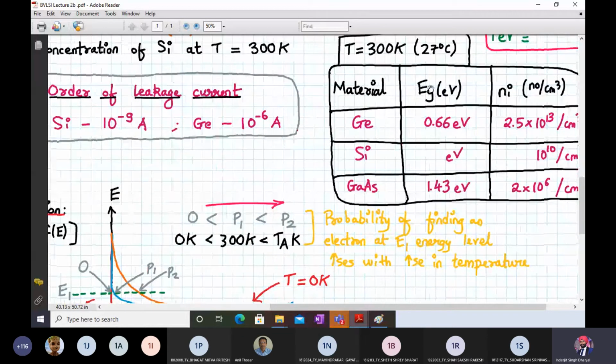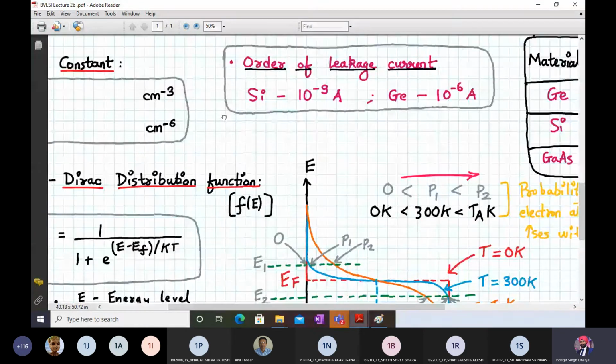We know the difference between the three now. So again, I repeat, the band gap energy for silicon is 1.1 electron volt. Okay, I hope that this is clear.